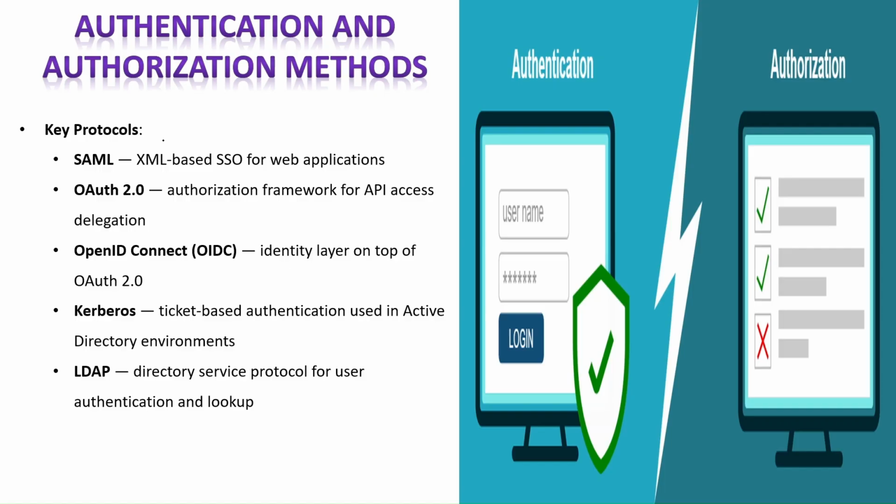So some key protocols in authorization and authentication include SAML, which is XML based single sign-on for web applications. So for SSO in web applications, we use SAML. OAuth 2.0 is an authorization framework for API access delegation. OpenID Connect or OIDC is an identity layer on top of OAuth 2.0. Kerberos is ticket-based authentication used in Active Directory environments, and LDAP is a directory service protocol for user authentication and lookup.